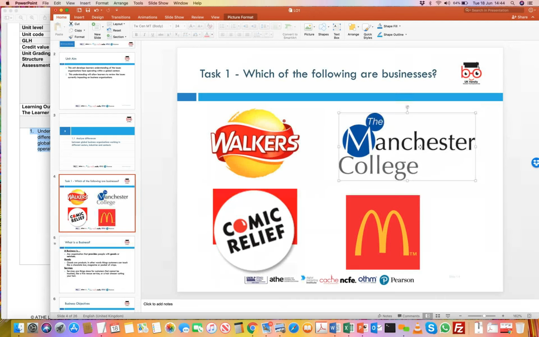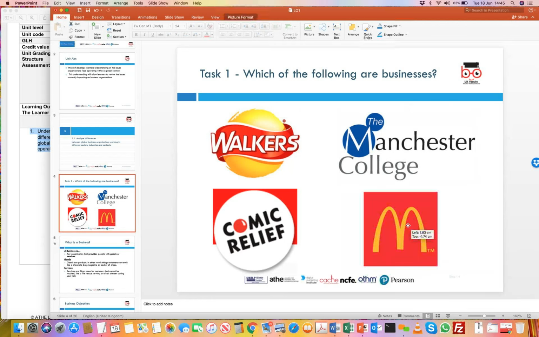What about the Manchester College? Have you heard about Manchester College? Manchester is England. Yes. UK. Correct. So this is a college which is based in Manchester, and it has lots of campuses in Manchester. Now this is a local business. It is not a national business because it is only present in Manchester. Okay? Yeah. Okay. Now when we look at McDonald's, McDonald's is a global business. Yeah, I know.